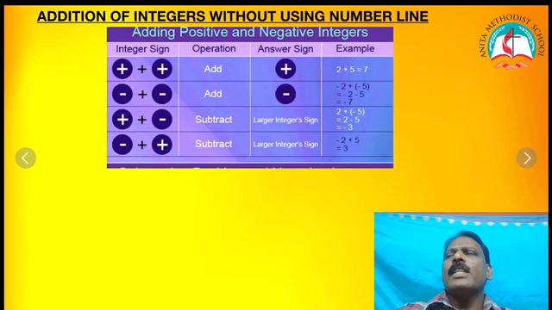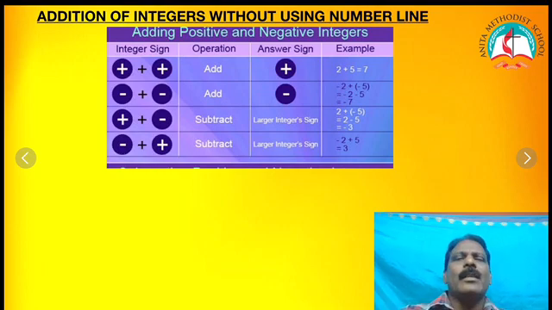Now, addition of integers without using the number line. You cannot always use the number line. So without using the number line, how do you add the integers? Now see the table: adding positive and negative integers.